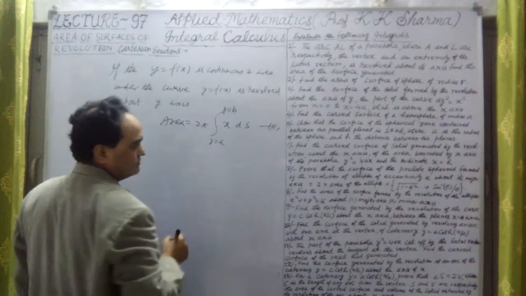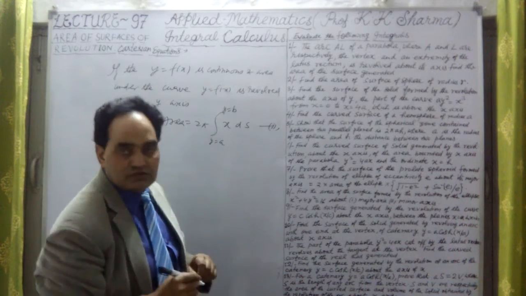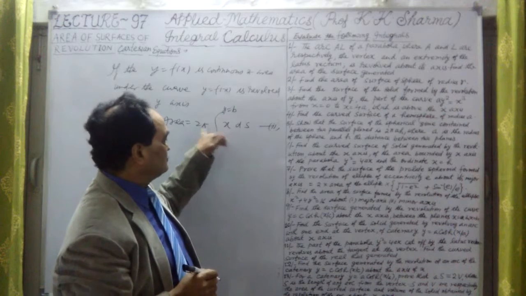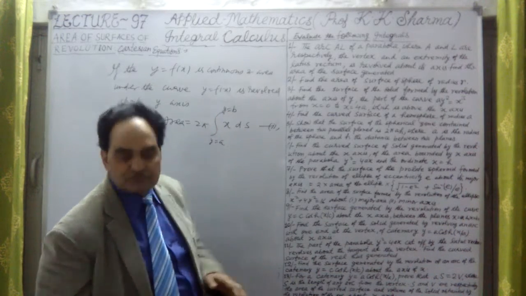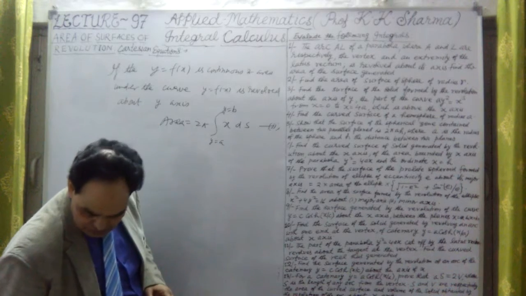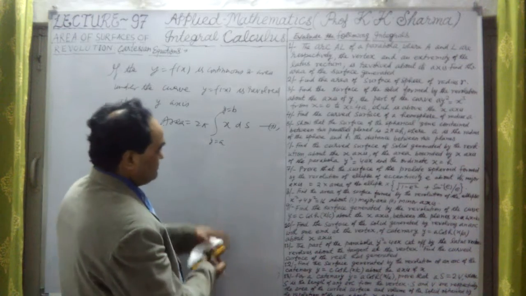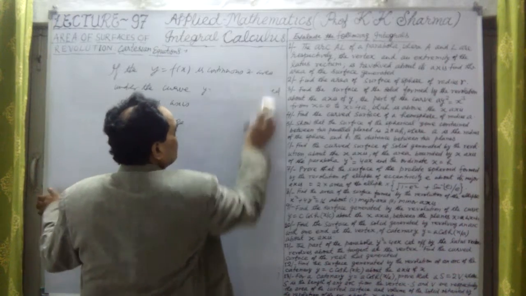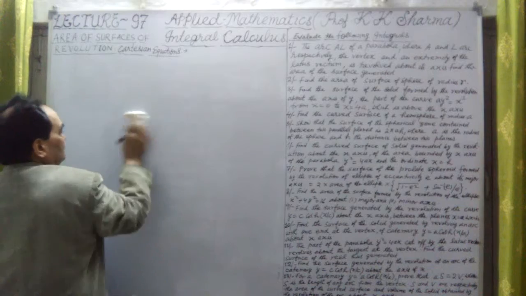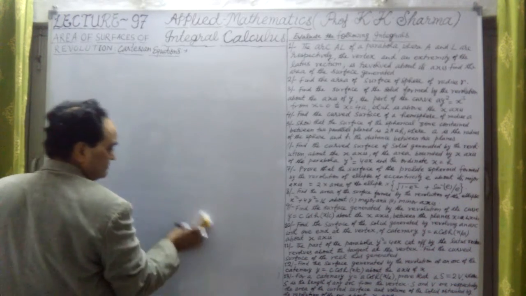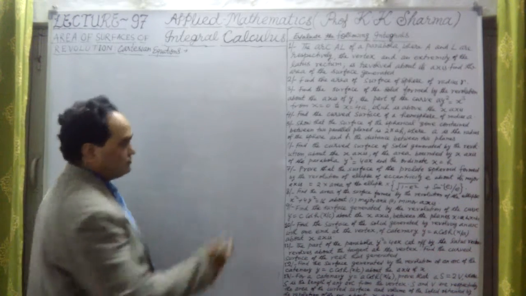That was the first formula, 2 pi y into ds. Second is this, 2 pi into x into ds, limits A to B. This is for Cartesian form, and Cartesian equations are the topic of today. But if the equations are given in polar form, then what do we do? Now here ds is calculated. Let me talk about ds also.